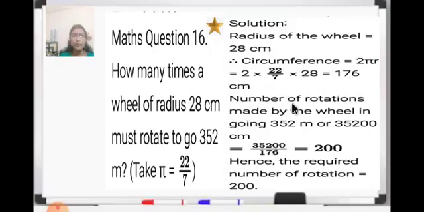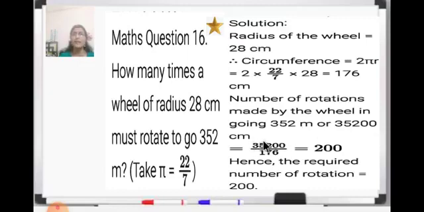Now the number of rotations made by the wheel in going how many meters? 352 meter. You can see the circumference we have got is in centimeter, and here the distance is given in meter. So we need to convert it into centimeter. As you know, 100 centimeter is 1 meter. So we will multiply 352 by 100 to convert it into centimeter. So we'll get 35,200 centimeter.